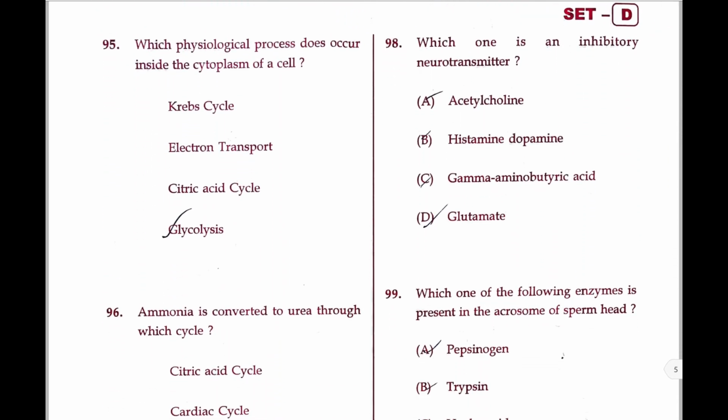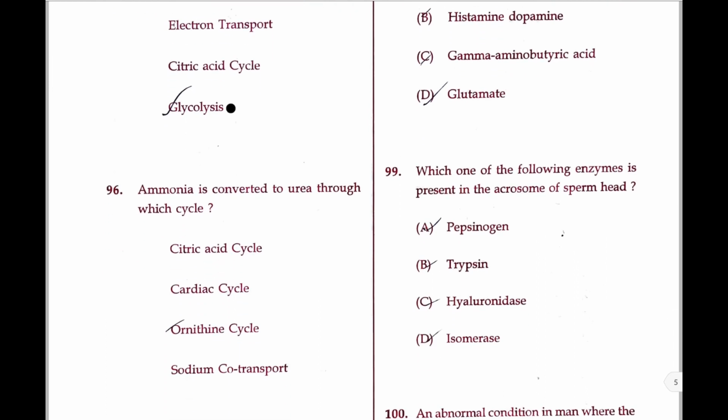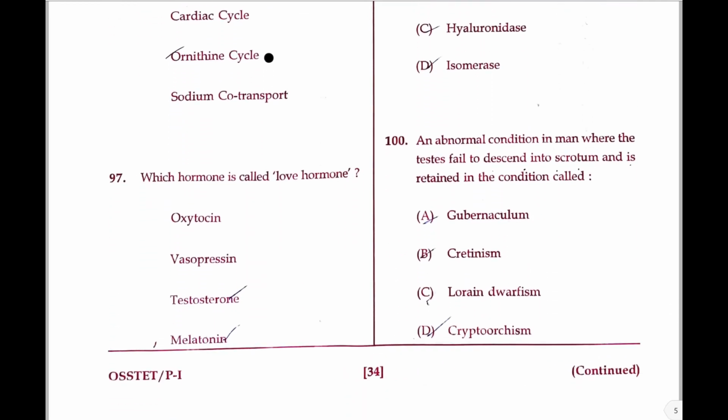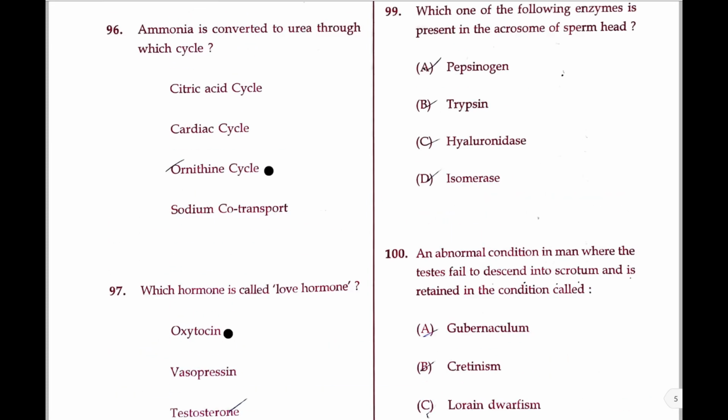Next, which physiological process occurs inside the cytoplasm of a cell? And the answer is option D, that is glycolysis. Next, ammonia is converted to urea through which cycle? And the answer is the ornithine cycle, option C. Next, which hormone is called the love hormone? And the answer is oxytocin, option A.